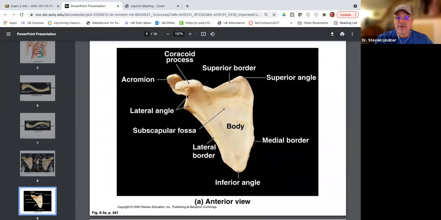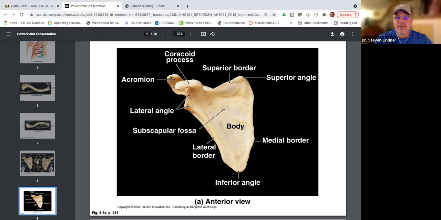Once we know it's anterior, we find the glenoid cavity, and we know that this is lateral, so this is the lateral border. This is the medial border. Superior angle, inferior angle, superior border.